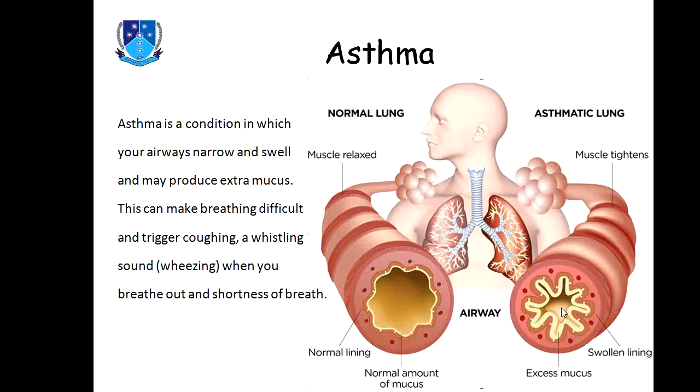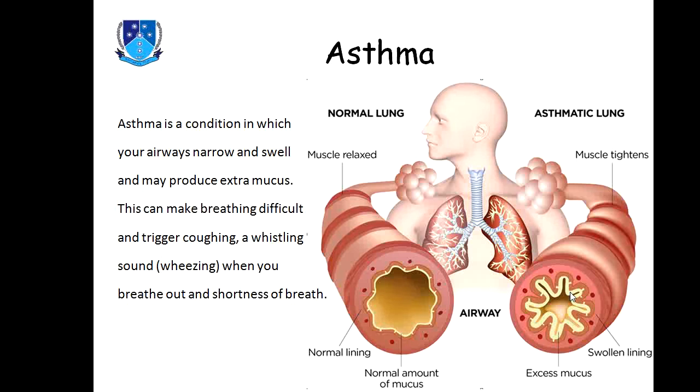You should be quite clear that in asthma the smooth muscles which are all around the bronchioles become constricted, which leads to the narrowing of the airway, and there is also accumulation of mucus in the airway. So the accumulation of mucus and the constriction of the airway leads to the wheezing, leads to the shortness of breath, and leads to the difficulty in respiration.